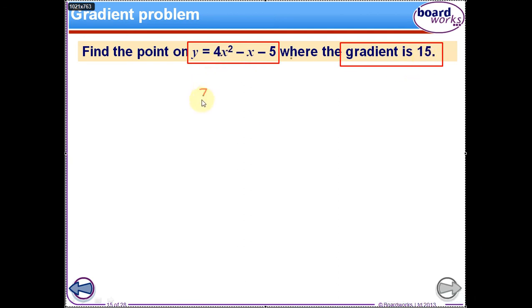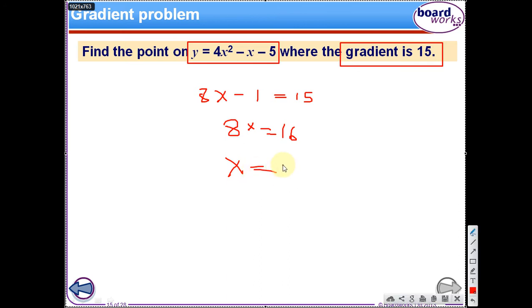So when you differentiate this one, you have 8x minus 1. Since this is the differentiation, that is dy/dx, which is the gradient, you equate it to 15. So from here I have 8x equals 15 plus 1, that is 16. So x equals 2.